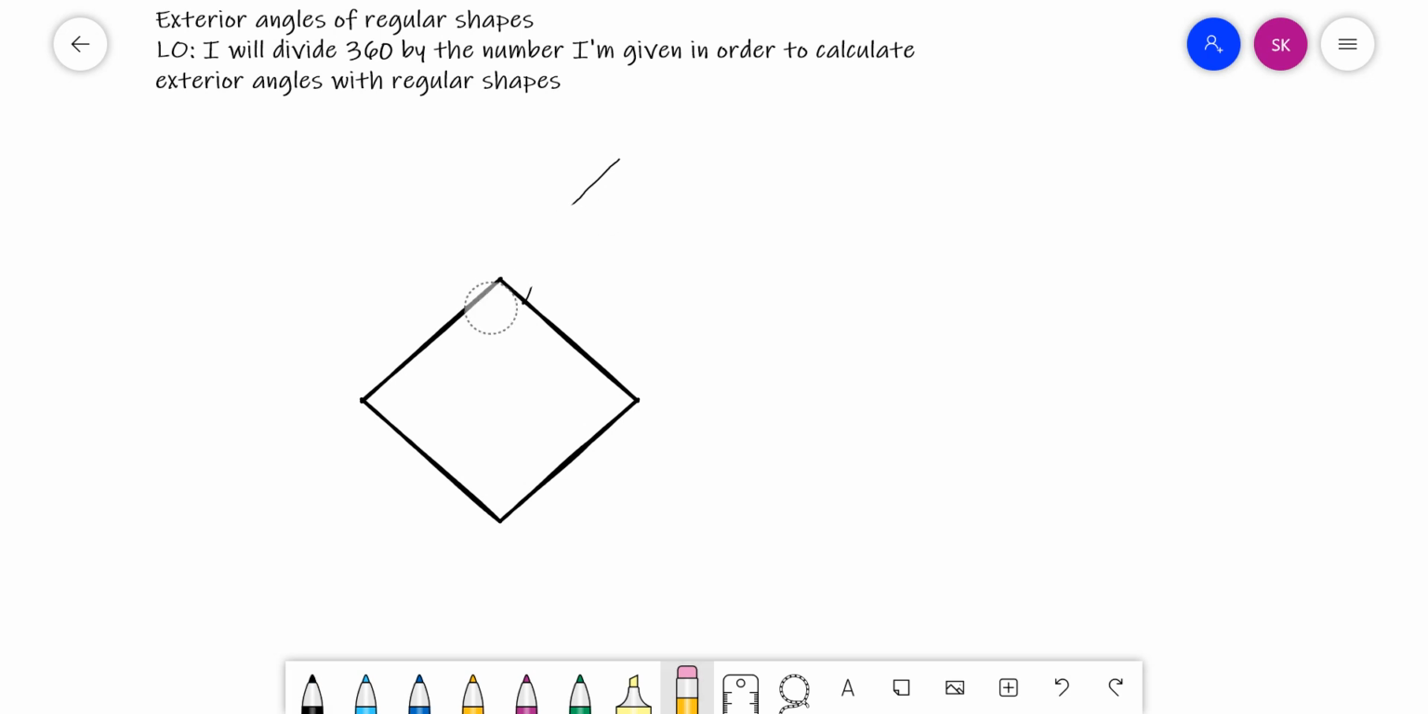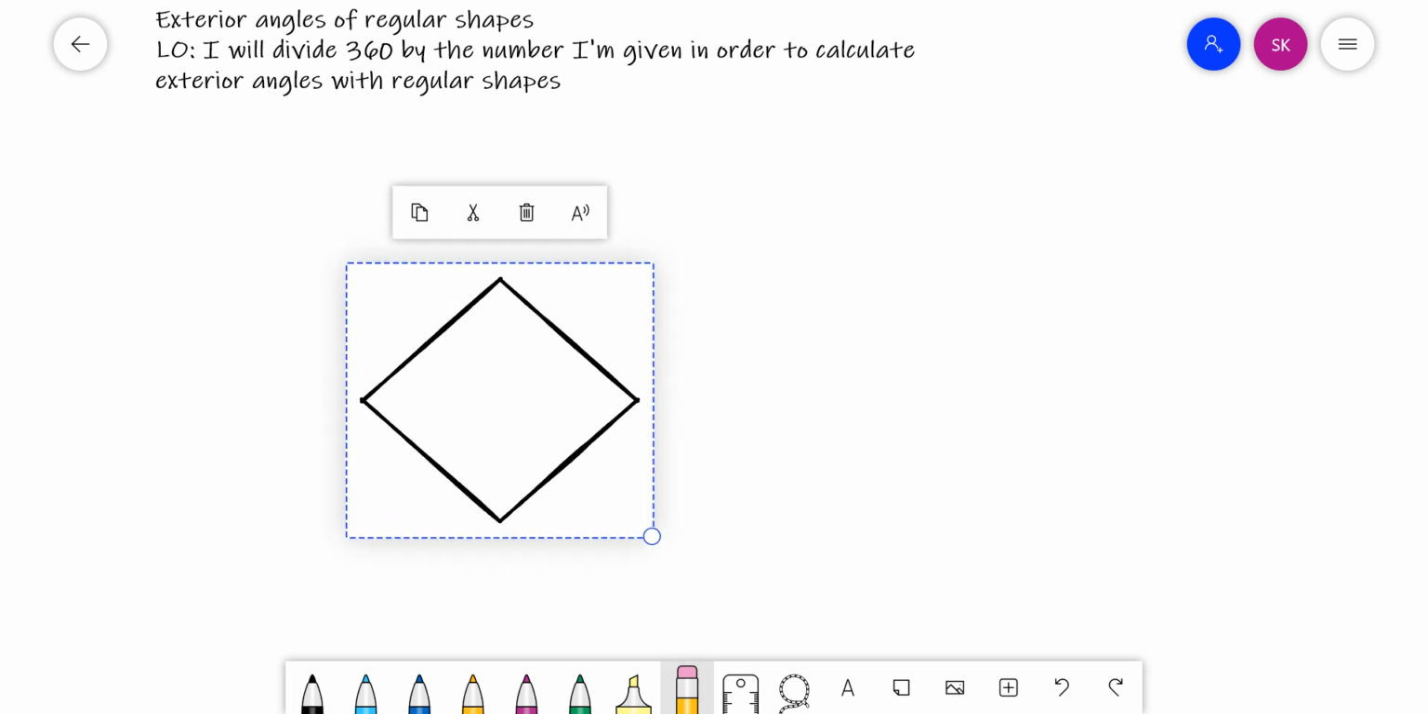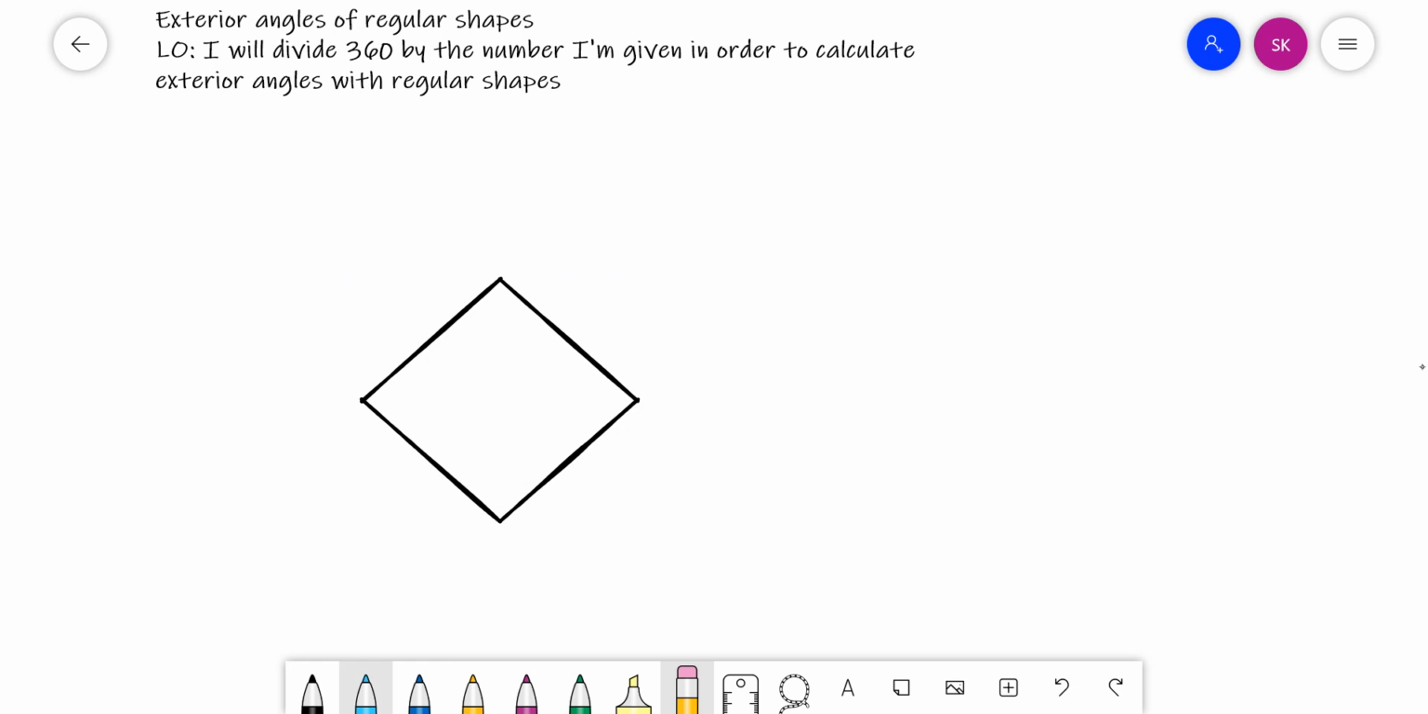Nice one, guys. Now, the other thing we learned, I'll keep the same shape there, is that exterior angles add up to what? Hope you remember, exterior angles add up to 360. Good. Do it again. Exterior angles add up to 360. So those were the two things that we learned about exterior angles last lesson.